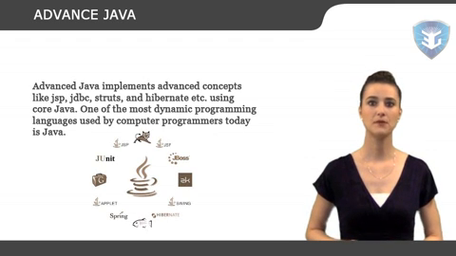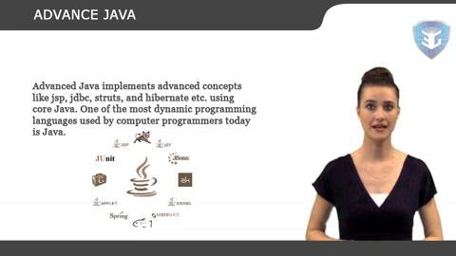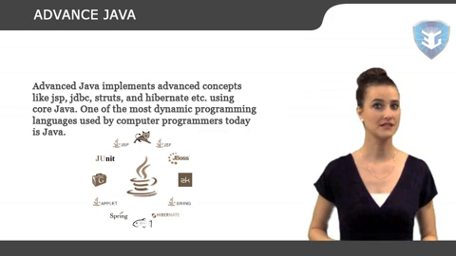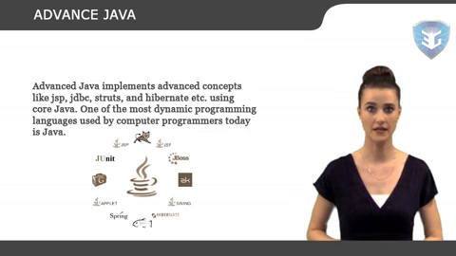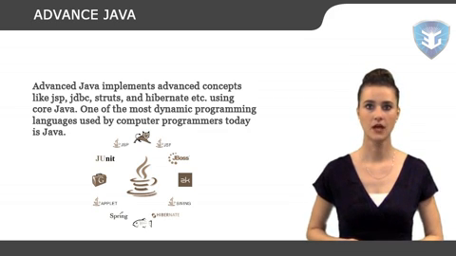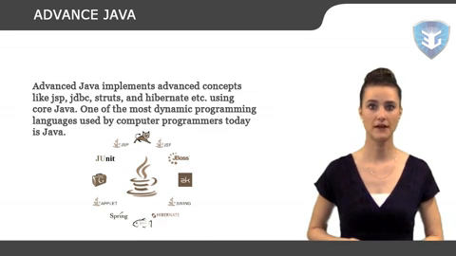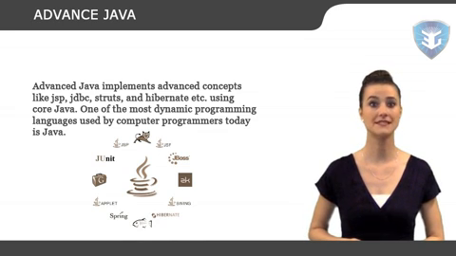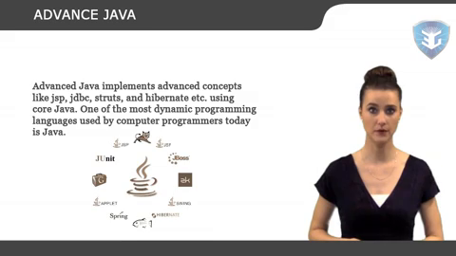Advanced Java implements advanced concepts like JSP, JDBC, Struts, and Hibernate, etc., using core Java. One of the most dynamic programming languages used by computer programmers today is Java. This language has advanced through the years in both functionality and reach. Current editions are on the Java 2 platform, which is, not surprisingly, the second main incarnation of Java software.